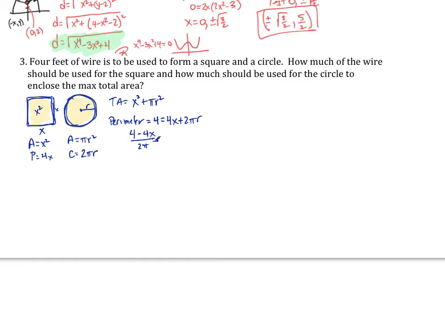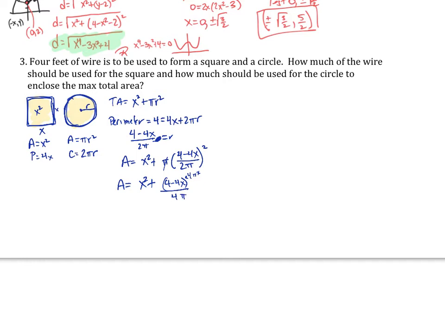and that's what r equals. So let's just do that. Now I'm going to put it in my area equation. So this becomes x squared plus pi times (4 minus 4x over 2 pi) squared. Let's clean this up a little bit. The area ends up being x squared plus, well, the bottom comes out to be 4 pi squared, so one of these pi's cancels with the pi on top, and I have that 4 on the bottom. The top I'll just leave as (4 minus 4x) squared. On the bottom, I'll put 4 pi.